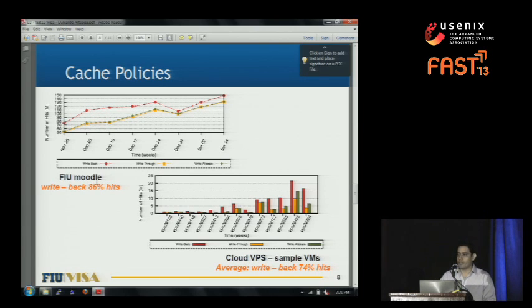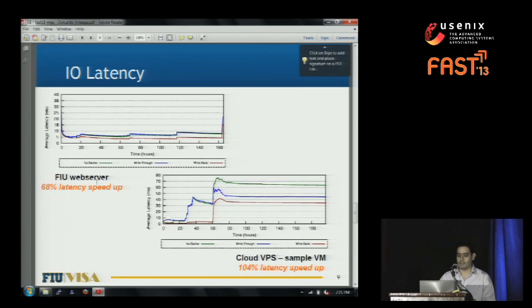The hit ratio is not the only thing that determines that one cache write policy is better than the other, so we also evaluate the I/O latency of these workloads. We replayed the traces and measured the I/O latency using cache with write-through and write-back. We have some preliminary results, and we see that write-back is still better, with lower latency than the other two.